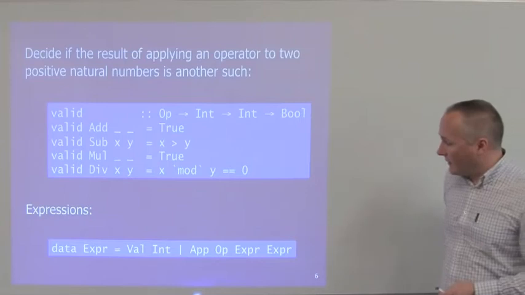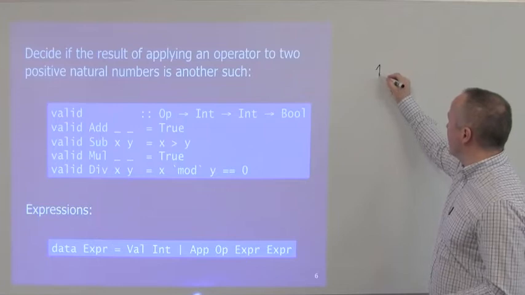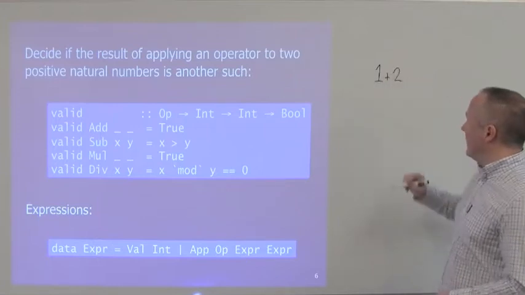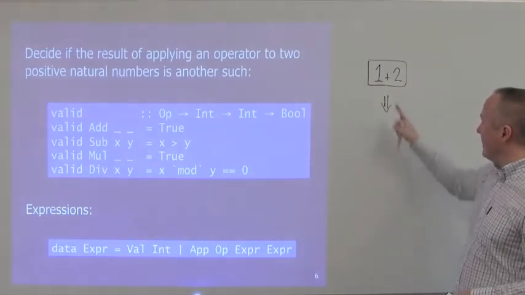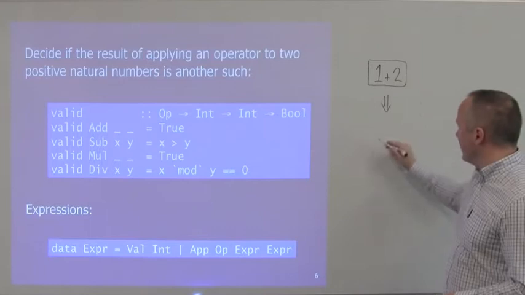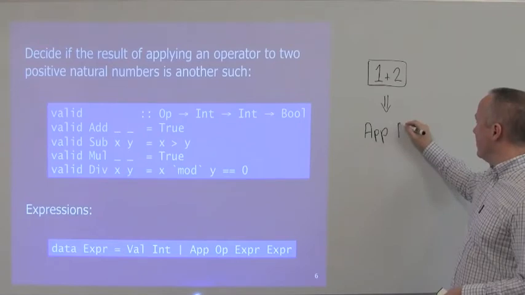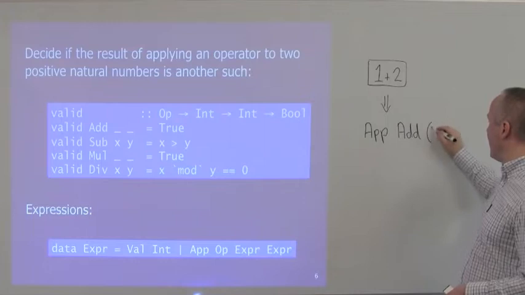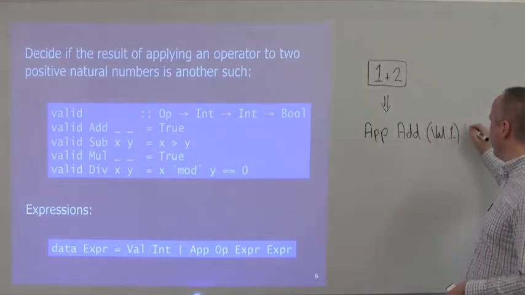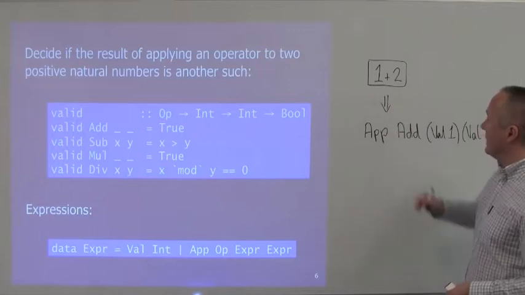Okay, so I'll give you a little example of this to explain how this recursive data type is working. So if I wanted to represent, for example, 1 plus 2 as a value of this data type, what I would do is, it's going to be an application, because that's the thing at the top here. So we'd write app. Then the operator is addition. And then we have two sub-expressions. We have val 1 and val 2. And these two expressions represent the two numbers here.